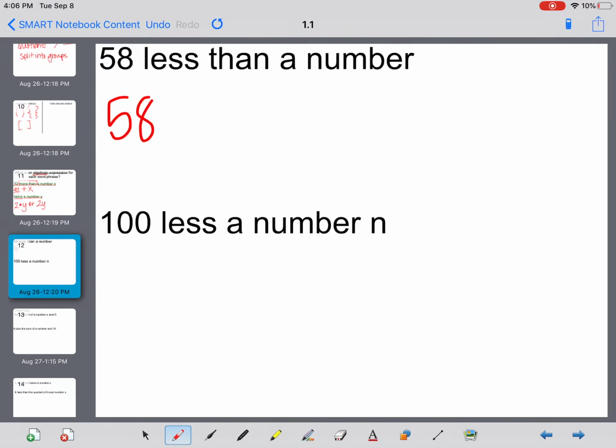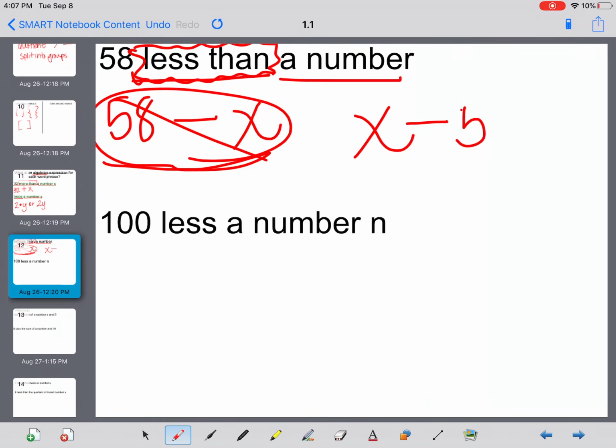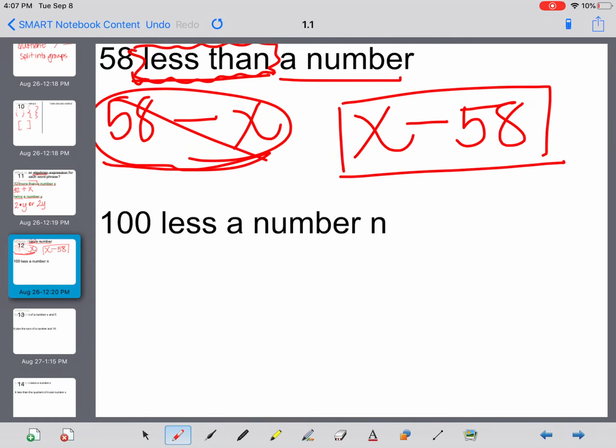58 less than means subtracting a number. If they don't give me the variable, I can come up with my own. But now this "less than" is one of those turnaround words. If I want 58 less than a number, this is not the right order. We actually want to flip this one around: x minus 58. I actually want 58 less than the x. So there's your turnaround word, less than.